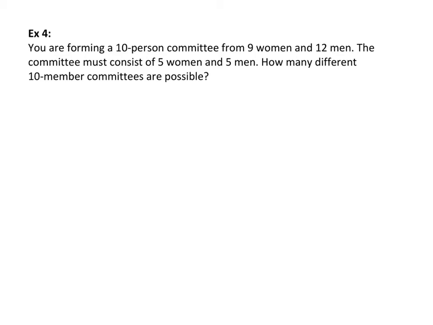All right, for the next example, you're going to have to think a bit more than you did for the previous examples. You are forming a 10-person committee from 9 women and 12 men. The committee must consist of 5 women and 5 men. How many different 10-member committees are possible? All right, so essentially there's 2 different groups. There's going to be a group of women that you choose. There's going to be a group of men. All right, so women and men.